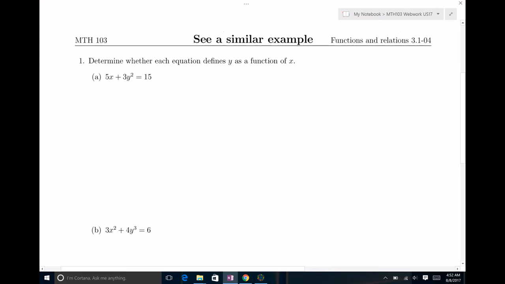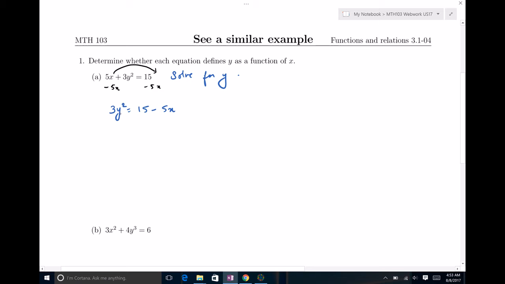Now you want to find out whether these equations define y as a function of x. In order to do that, the first thing you're going to do is solve for y and see what you get. So in this case, I'm going to start with subtracting 5x from both sides of the equation to take the 5x over to the other side. And so I get 3y squared equals 15 minus 5x.